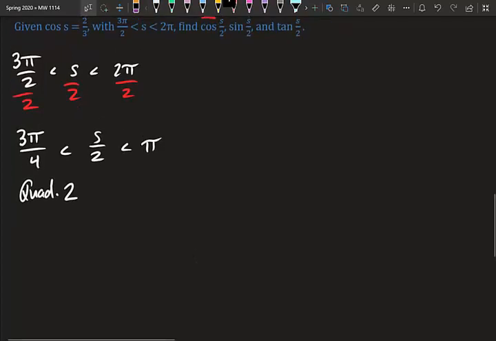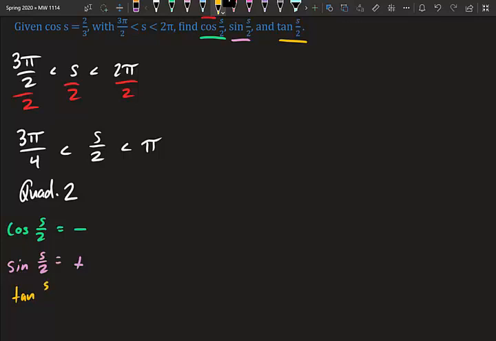So in quadrant 2, since we're trying to find cosine, sine, and tangent, let's go ahead and identify if those are positive or negative. So cosine s over 2 in quadrant 2, that's going to be negative. Sine s over 2 in quadrant 2 is positive. And then tangent s over 2 in quadrant 2 is negative. So I wanted to figure out right away, are my values supposed to be positive or negative, and what quadrant are we working with? And we needed to divide by 2 because we were only given s, but we need s over 2.